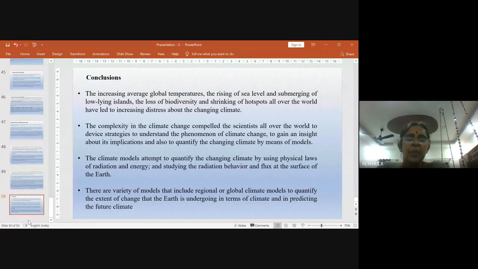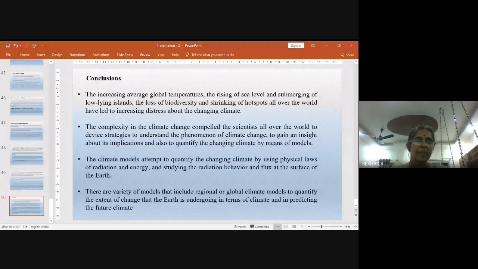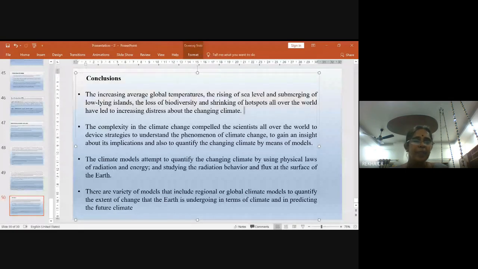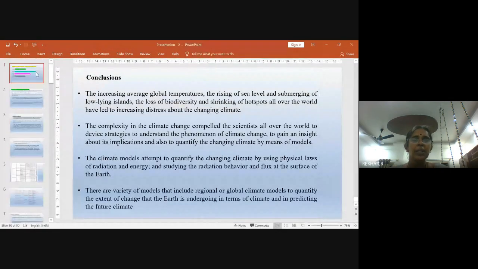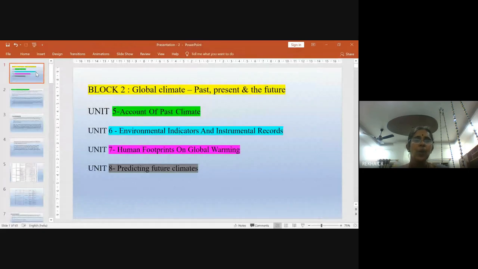There are a variety of models, including regional or global climate models, to quantify the extent of change that the Earth is undergoing in time, in terms of climate and in predicting the future climate. So this is all about block two, that is global climate, past, present, and the future.